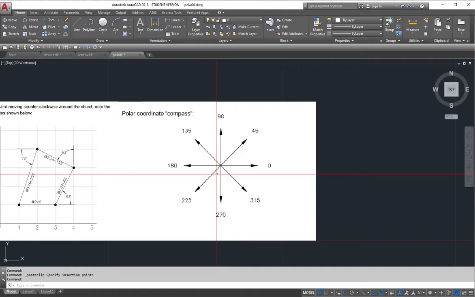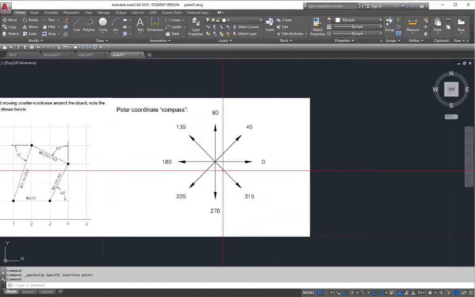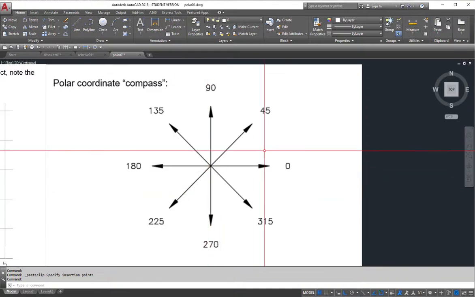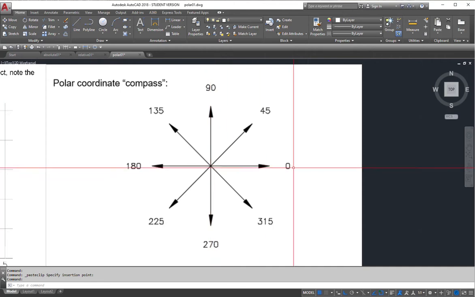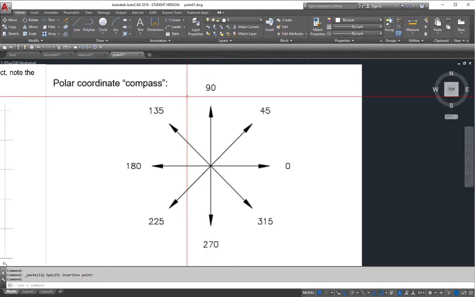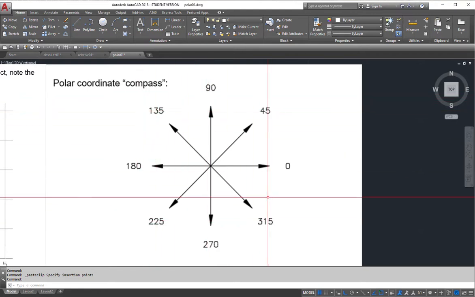Before we go there, let's look at this compass. When we are working with AutoCAD and doing polar, you'll see that we have the compass right here and it begins at 0 on the right hand. And we actually move counterclockwise. So we go 45 degrees, 90 degrees, 135. And so this just gives you increments of 45 degrees.